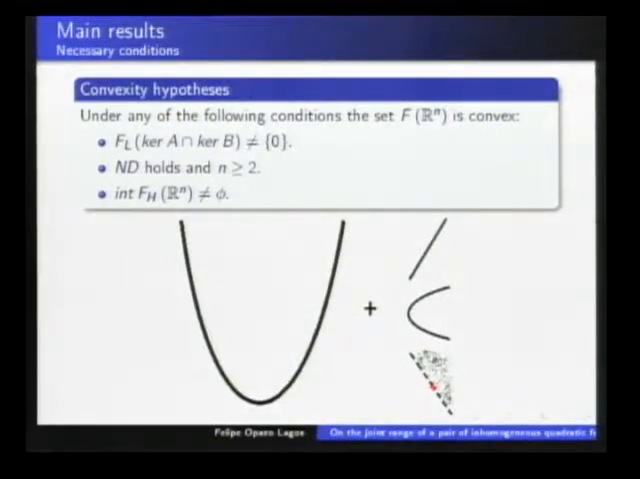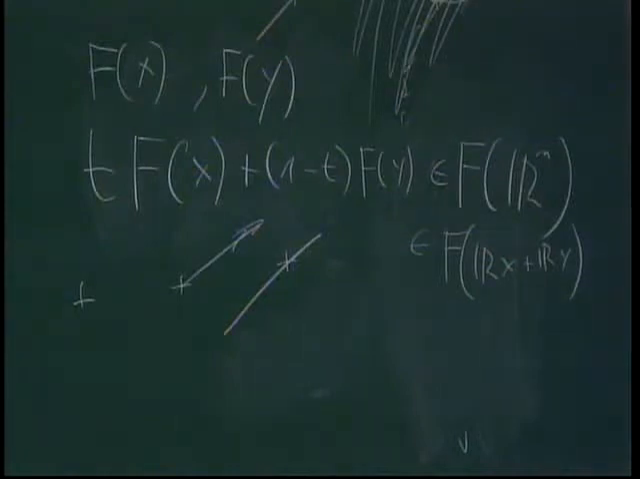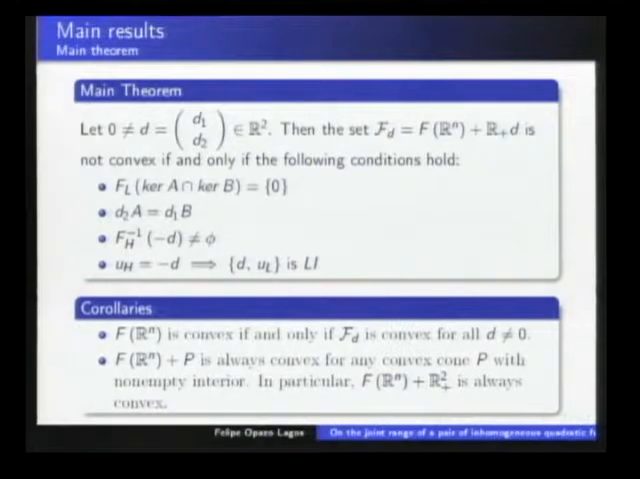That was the idea of the proof. And that allows us to get to the main theorem, a characterization of the convexity of this set. Okay? Here appears the property that I mentioned before. This one, a very strong one. So, with the main theorem, we get some immediate corollaries.